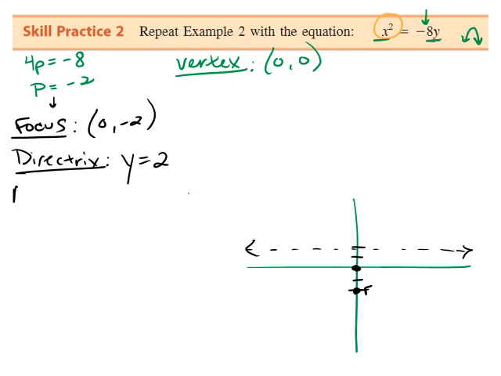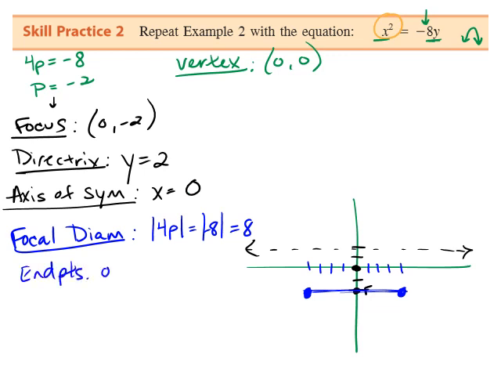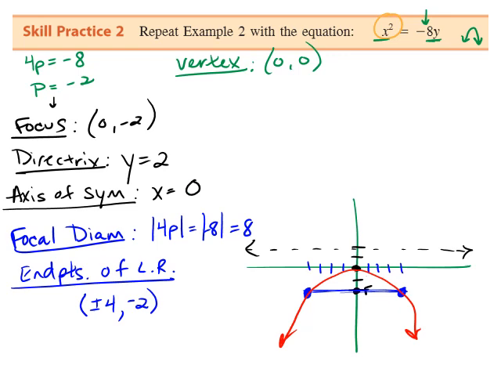All right, my axis of symmetry is what breaks this parabola in half. That is going to be x equals 0. My focal diameter helps me identify the width of this parabola and is found by taking the absolute value of 4p. So the absolute value of negative 8 is 8, which means this length should be 8, and it is symmetrical. So I'm going to go to the right 4 units, and I'm going to go to the left 4 units. That will also give me the endpoints of my latus rectum, which will be positive and negative 4, comma, negative 2. And then I can go ahead and sketch in this parabola. Not so bad.